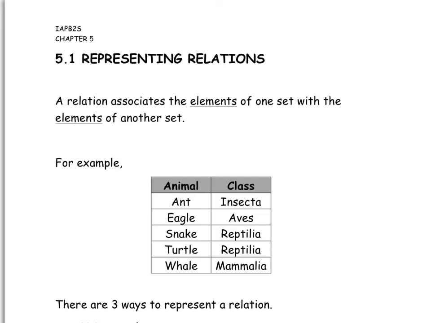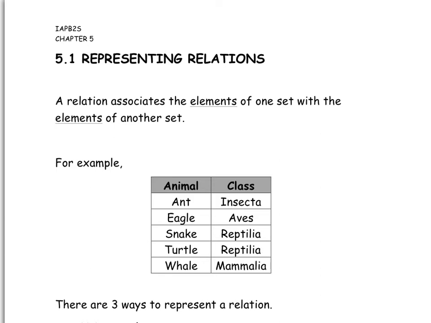Alright, so we have a few animals here: ant, eagle, snake, turtle, whale, and all those animals fall under a certain class. So the ant falls under the insecta class, the eagle is aves, the snake is reptilia, turtle is also reptilia, and whales are mammalia. Okay, so again, the relationship between an animal and its class. So the ant's relationship to the insecta.